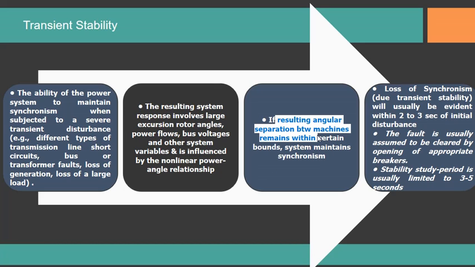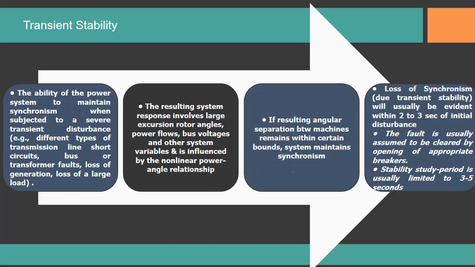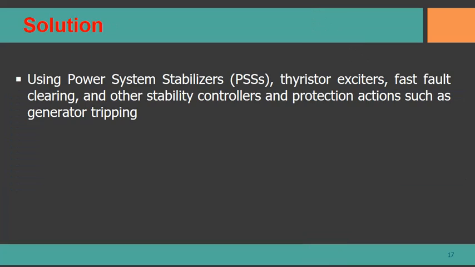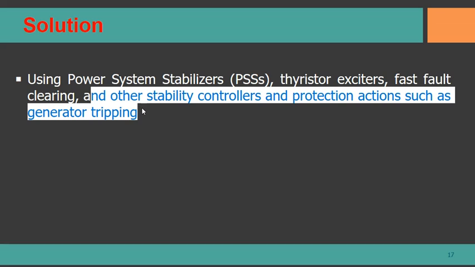If the resulting angular separation between the machines remains within certain bounds, the system maintains synchronism. If loss of synchronism occurs due to transient stability, that is, due to a large disturbance, it will usually be evident within 2 to 3 seconds of the initial disturbance. The fault is usually cleared by opening of appropriate circuit breakers. The solution for this is using power system stabilizers, thyristor exciters, fast fault clearing, and other stability controllers and protection actions such as generator tripping.